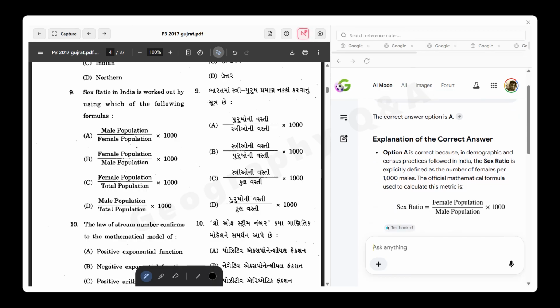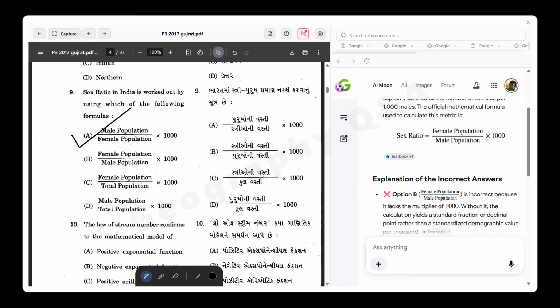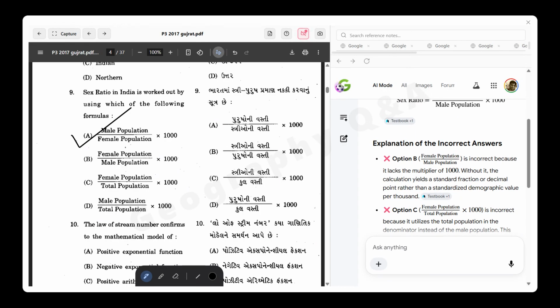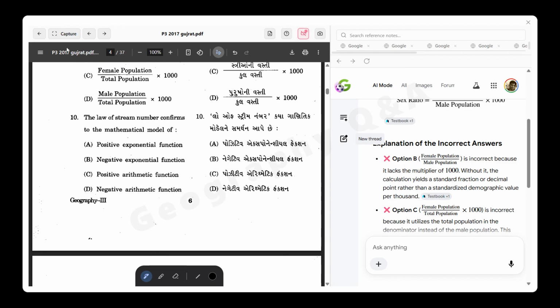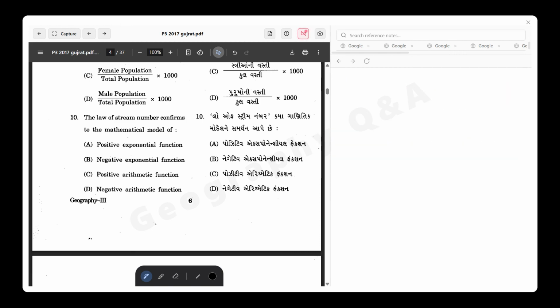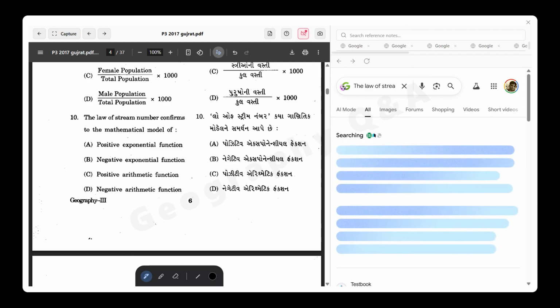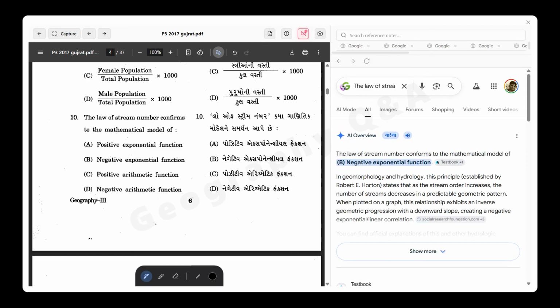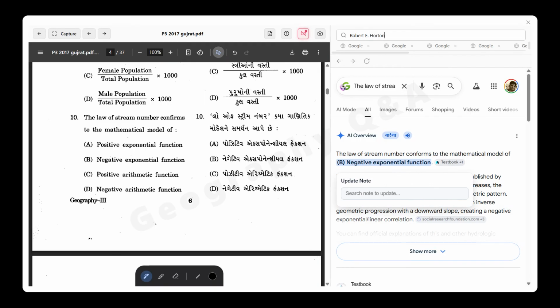Right. So male population divided by female population, first option, is the answer. The law of stream ordering refers to which function: positive exponential function, negative exponential function, positive arithmetic function, or negative arithmetic function? So negative exponential function is the correct answer. This is the mathematical model given by Robert E. Horton.